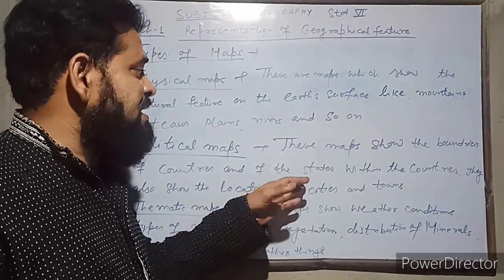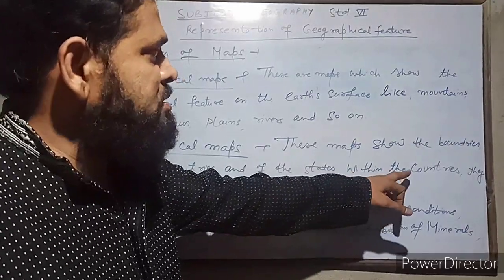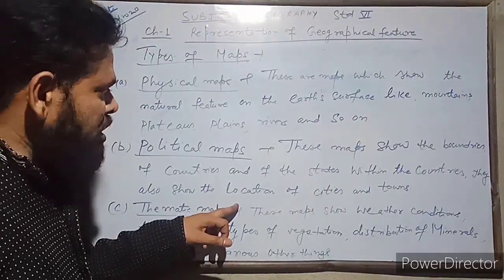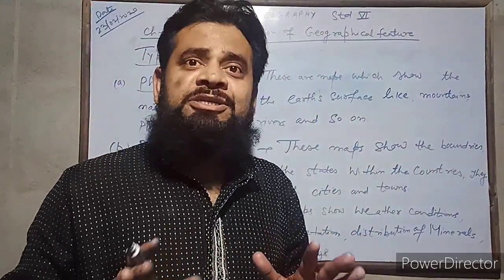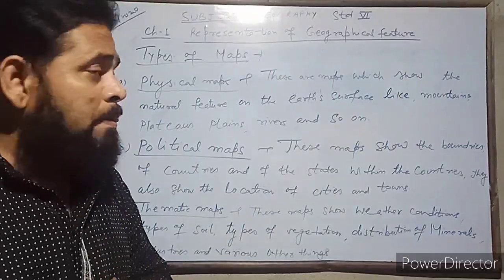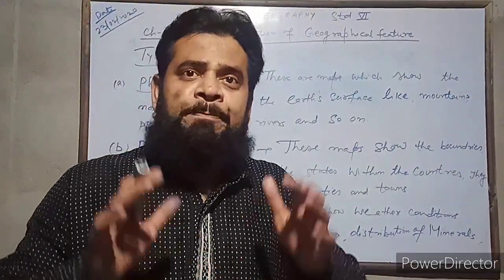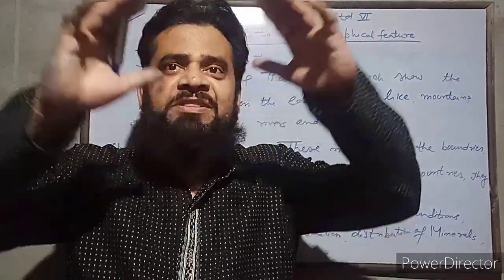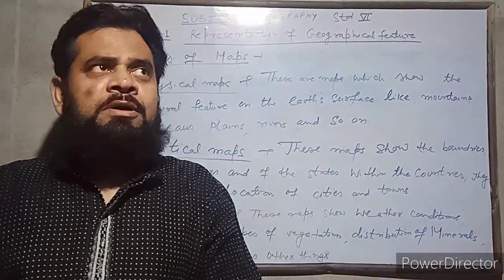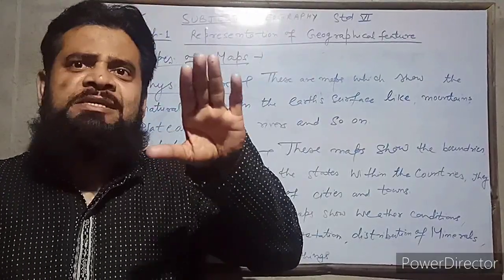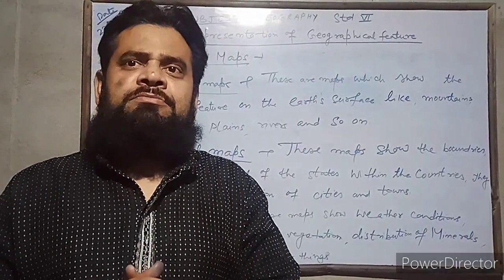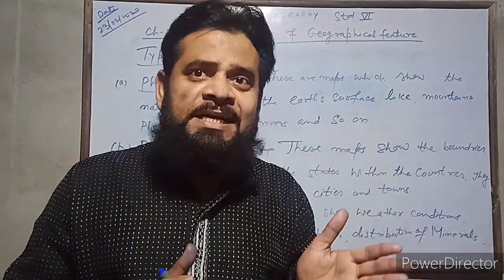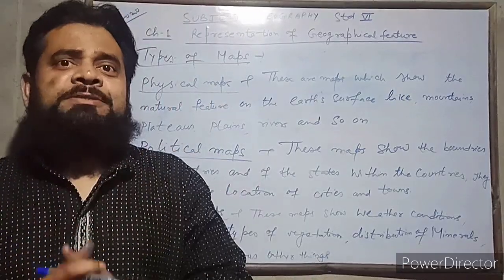of countries and the states within the countries. They also show the location of cities and towns. So the political map shows all the states and union territories of India along with their capital cities. India is officially known as the Republic of India. It comprises a total of 28 states and 8 union territories.